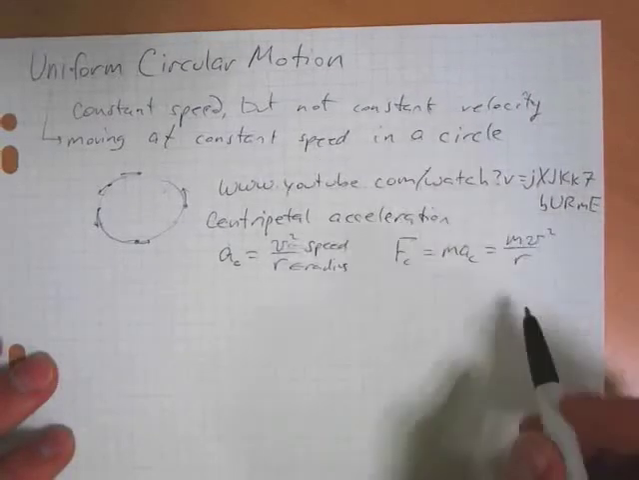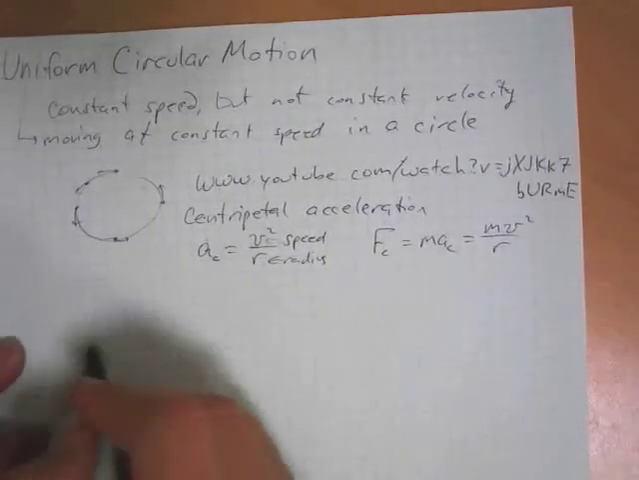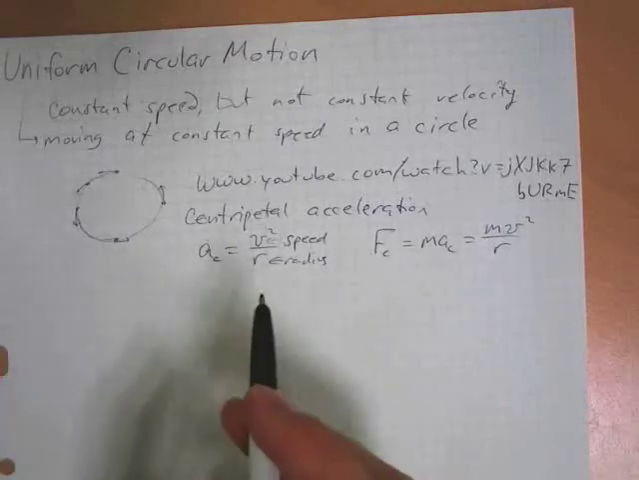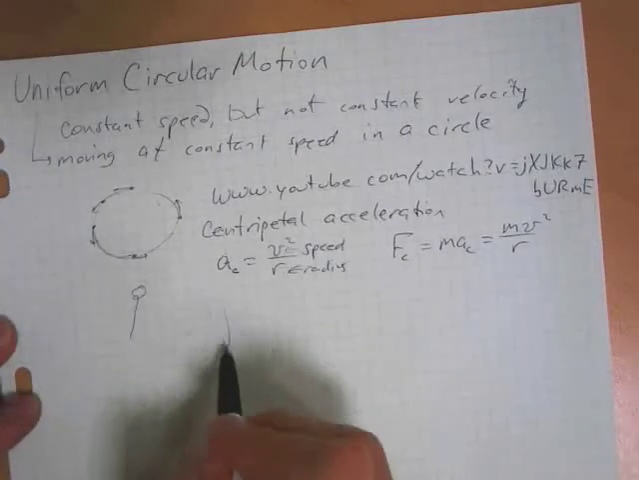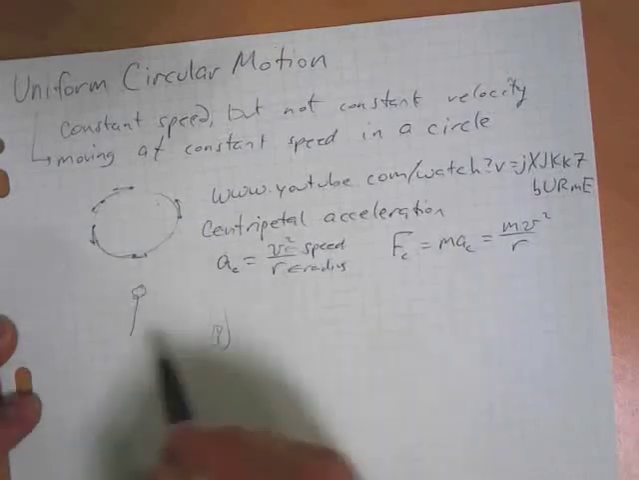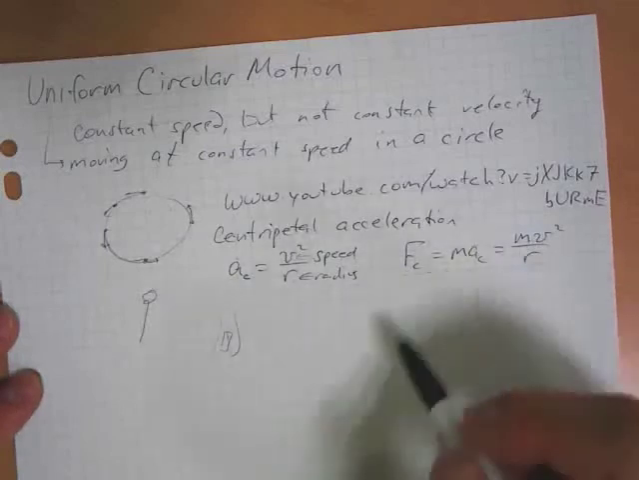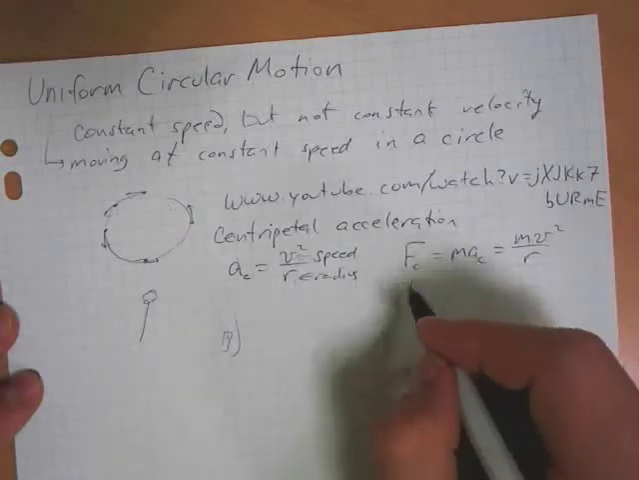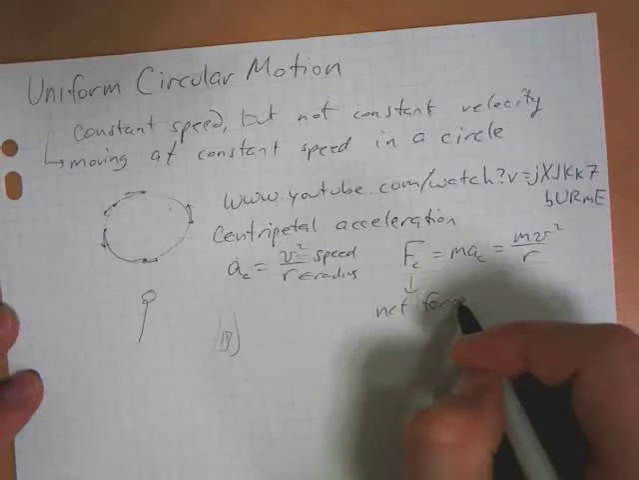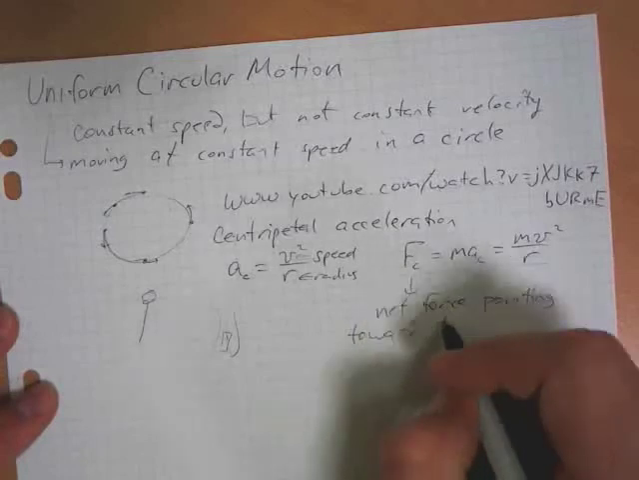Now, I would like to pause here and point something out. If you have an object moving around in a circle, there are different forces acting. There might be gravity. If you have an object on a string, there might be a tension. If a car is going around a curve, there's friction, there's gravity, there's normal, and all those forces would add up. Centripetal force is not an additional force that you add to those. Centripetal force is a net force pointing toward the center of the circle.